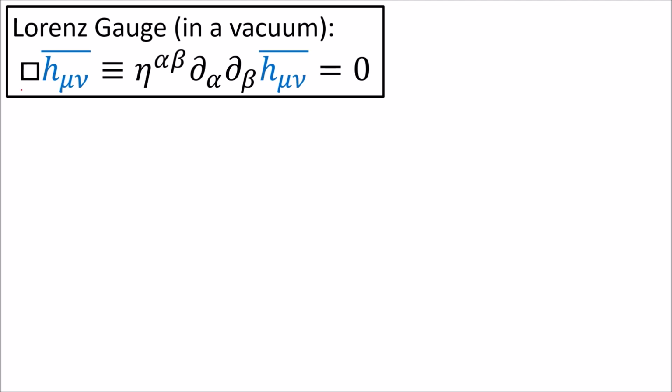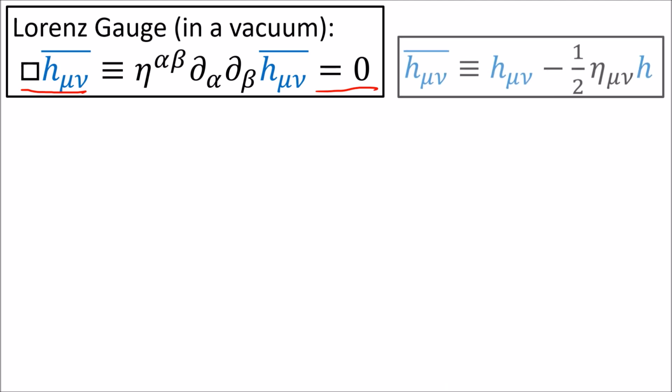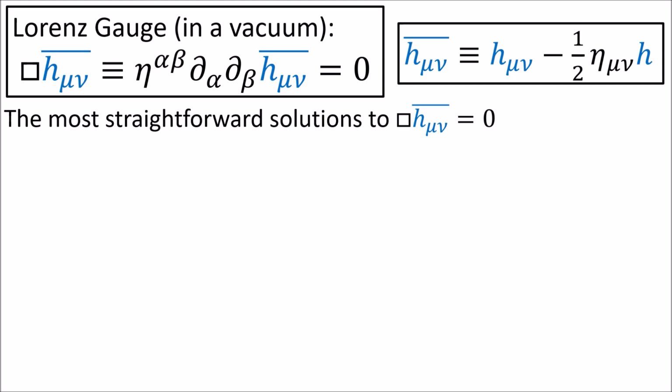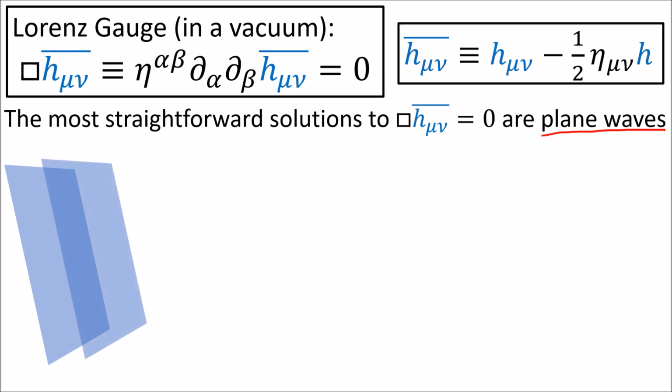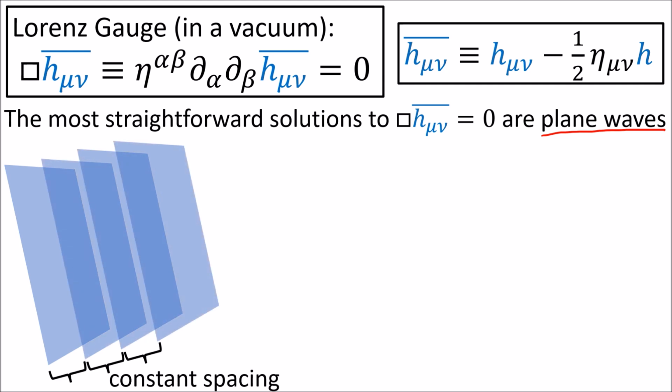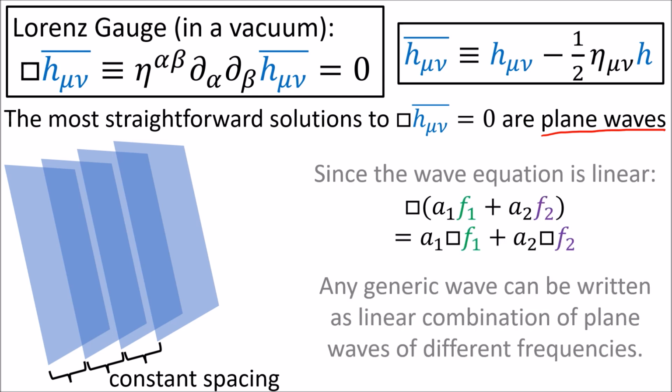So we know that in the Lorenz gauge coordinate system, in a vacuum, the Einstein field equations tell us that the h bar components satisfy the wave equation, where h bar is defined here. The most straightforward solutions to the wave equation are plane waves, where wave peaks come in spatial planes with constant spacing that are infinite in extent. While it's true that plane waves are a very specific type of wave, since the wave equation is linear, any generic wave can be written as a linear combination of plane waves of different frequencies.